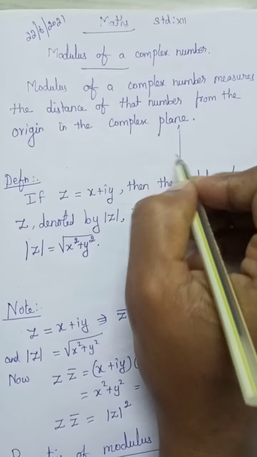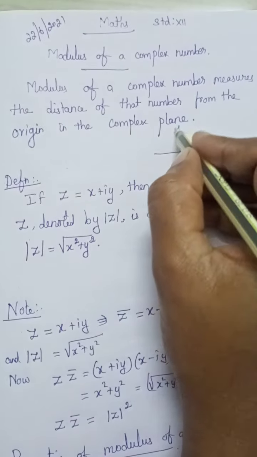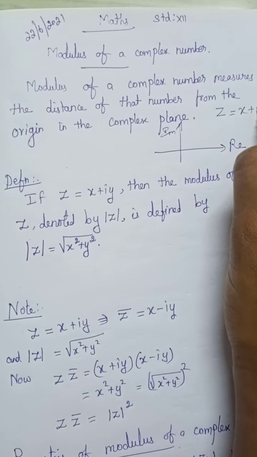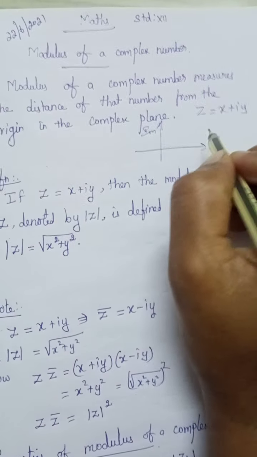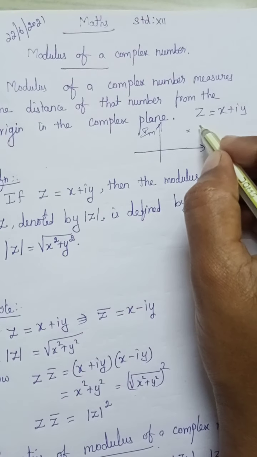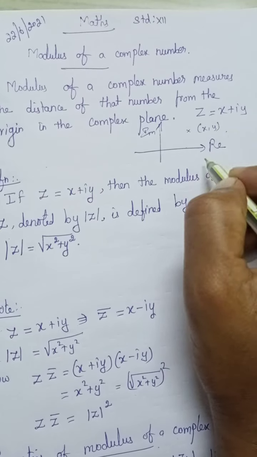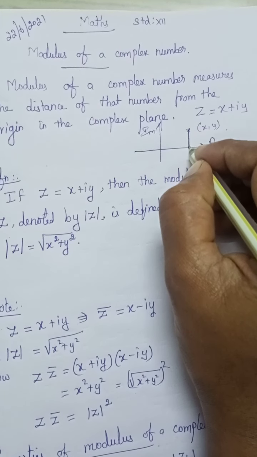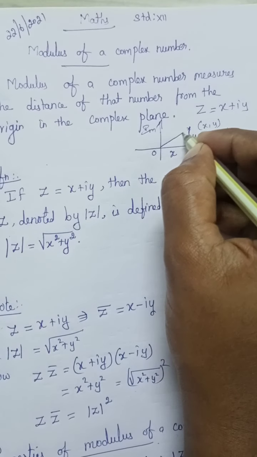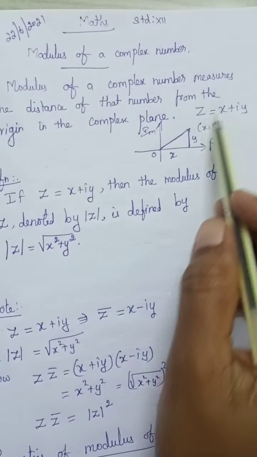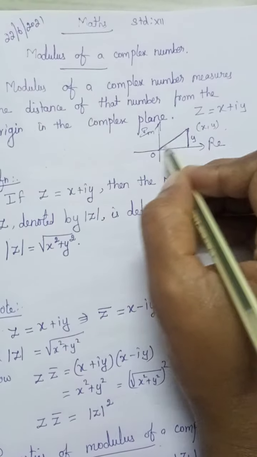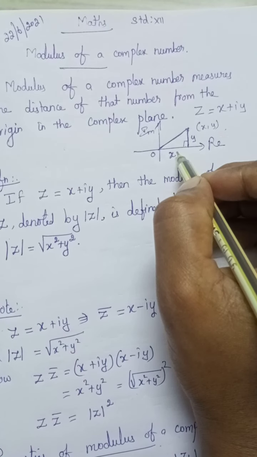When we draw a graph, this is the real part and here is the imaginary part. If z is equal to x plus iy, then x comma y, with x the real part and y the imaginary part, so I can mark it x comma y. When I connect it, this is x and this is y, isn't it? If I join, this is the distance from the origin to the complex number. See? This is a right angled triangle.